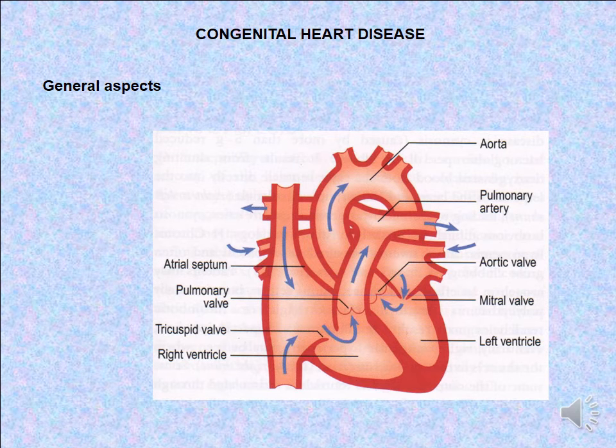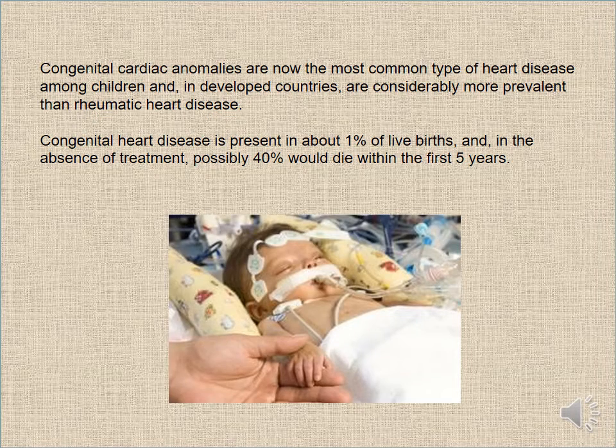Other diseases that are very important is congenital heart disease. In general, aspect of congenital heart disease is malformation of the heart structure. Congenital cardiac anomalies are now the most common type of heart disease among children and in developed countries are considerably more prevalent than rheumatic heart disease.